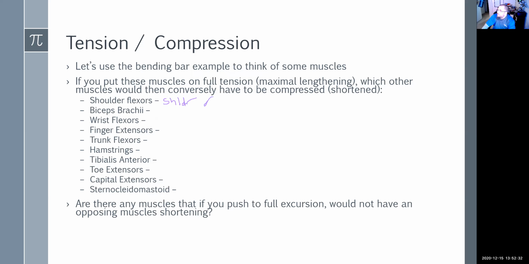That's supposed to be a straight line. That was a really good straight line, Mr. McKeever. We'll just write out extensors. The shoulder extensors are being compressed. So if I'm stretching my shoulder flexors way back, my shoulder extensors are being kind of compressed. Biceps. So if I stretch out my biceps all the way, well, that means that my triceps are going to be compressed.